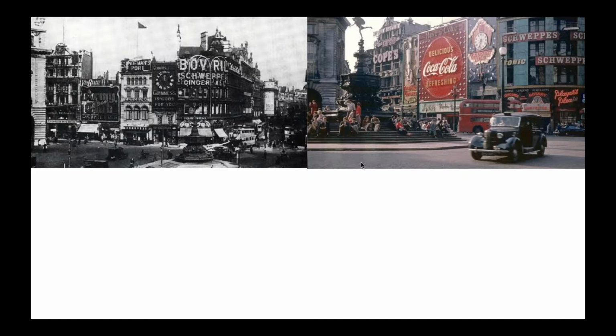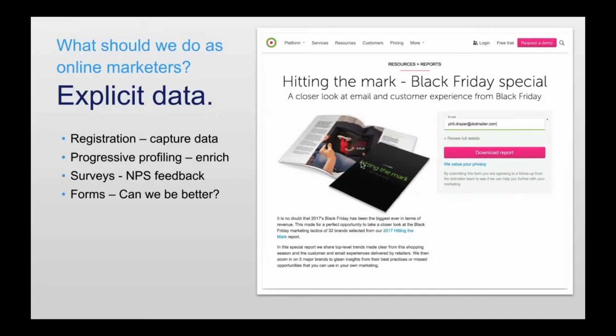But this is the time when databases started to be created. This is the time when we could start to collect data on customers and prospects and use that to decide which of those got which message. So we've gone from just having the right message to getting that message to the right person. And that's all based on data, as I said.